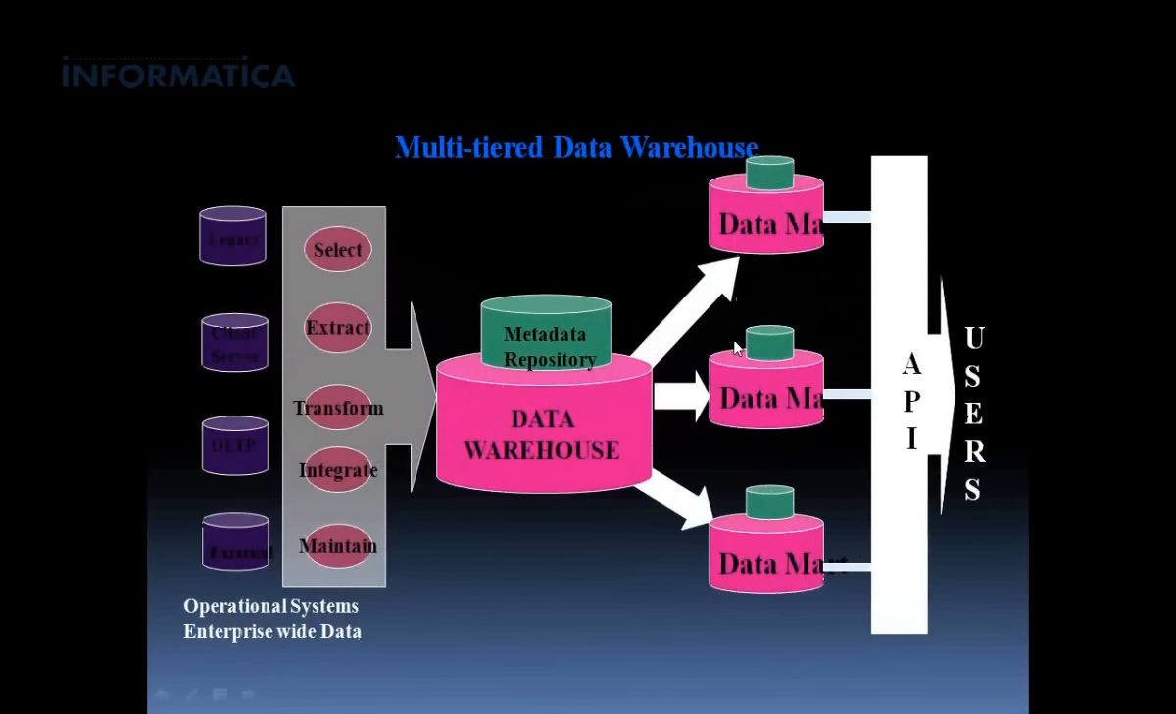When it comes to the multi-tier architecture, you can see here we have the data warehouse, data is loaded, and the data is aggregated across multiple data marts. This is the multi-tier data warehouse. From the data warehouse, we load the data into the data marts. This approach is called the top-down approach, which means you load the data first into the data warehouse, and after that, you load the information into the data marts.